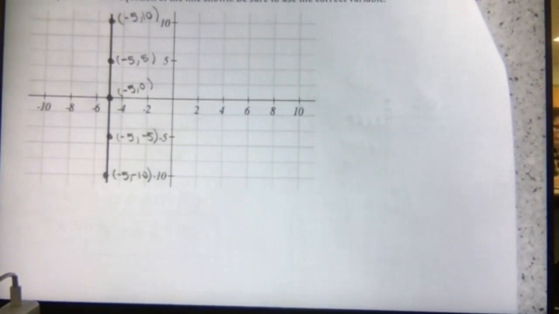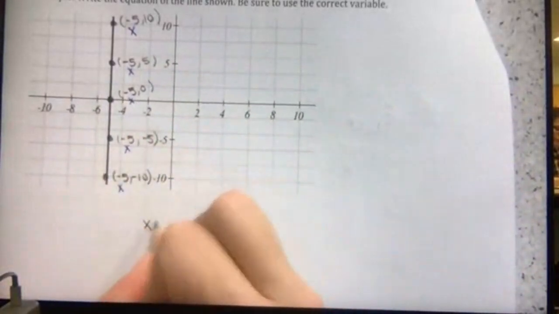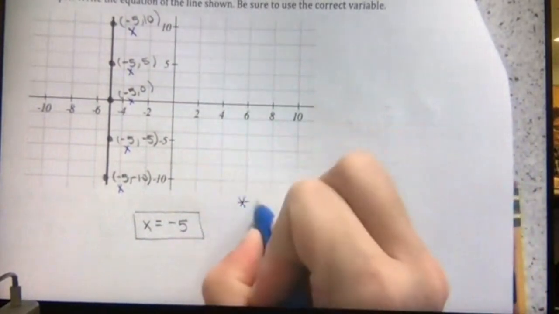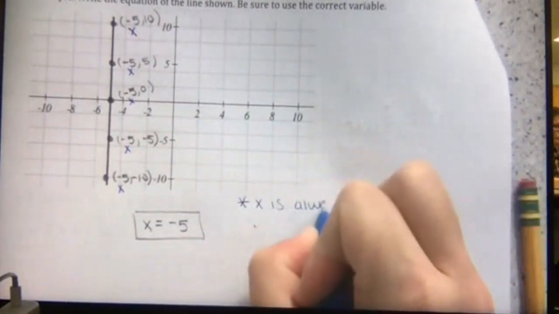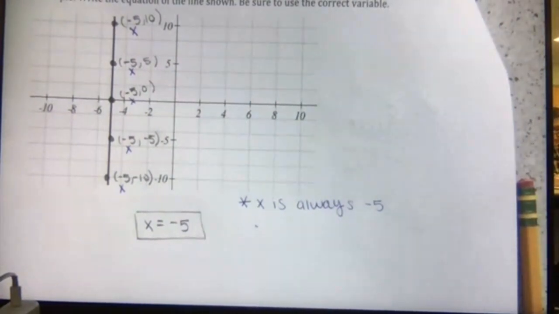So what do you notice about these points? -5. Yep, they're all -5, right? So for all of them, x is always -5, no matter what. So our answer is going to be x equals -5. x is always -5. Because it was straight vertical, remember vertical and horizontal are our two weird ones. Now I brought up horizontal, so let's look up real quick.